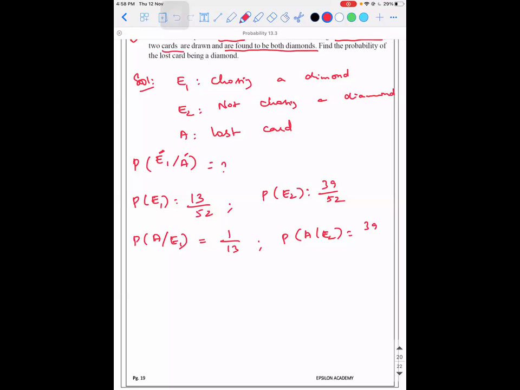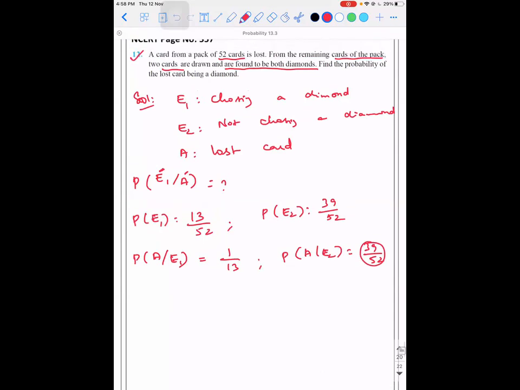So 39 out of 52. That's not right. We have not involved this 51 anywhere. So find the probability that the lost card being diamond. So probability of E1 given A will be, what is the formula? It is probability of E1 into probability of A given E1, divided by probability of E1 into probability of A given E1 plus probability of E2 into probability of A given E2, right?